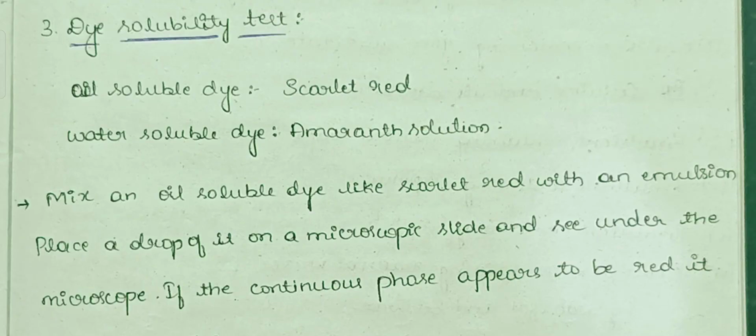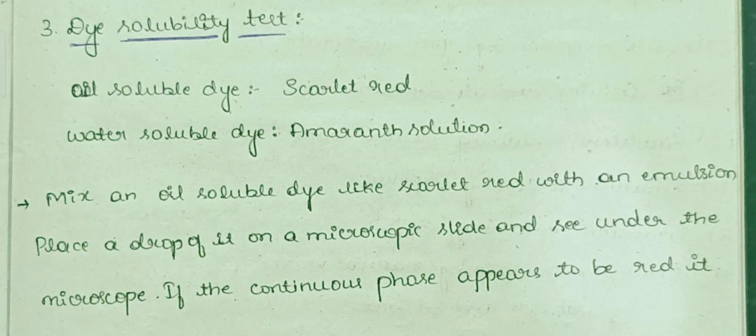Third identification test, that is the dissolubility test. It is a very easy test in which we are going to select two different types of dyes, that is oil soluble dye, that is scarlet red, and water soluble dye, amaranth solution. Just take the emulsion, add the dye and observe under the microscope.